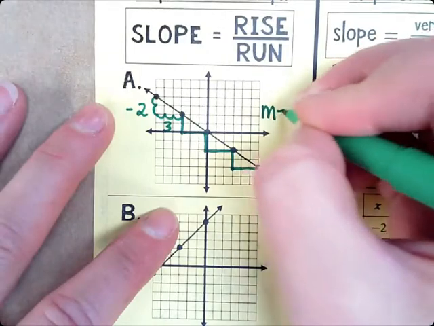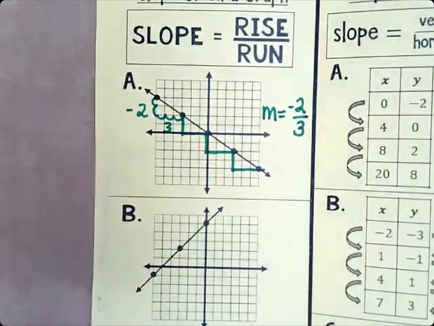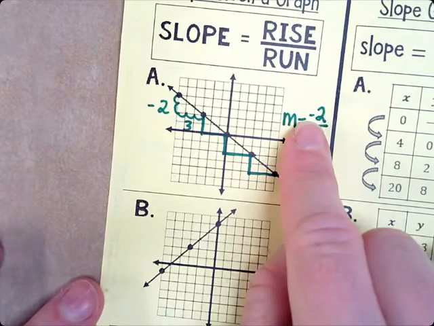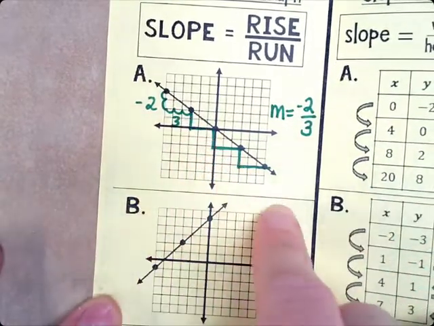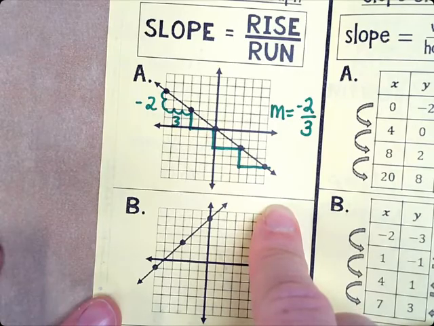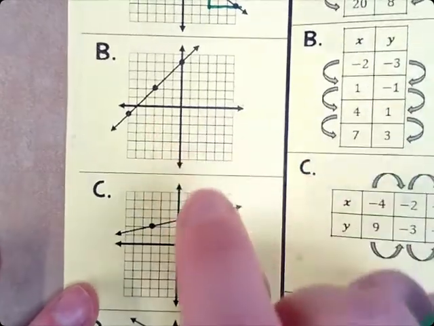So m equals -2 over 3. It doesn't need to be reduced. It's already in reduced form. Make sure you don't forget your negative. You know, this is going downhill, so it's negative. If you need to write that down to help remind yourself, you can do that. Okay, go ahead and do B, C, and D on your own now.